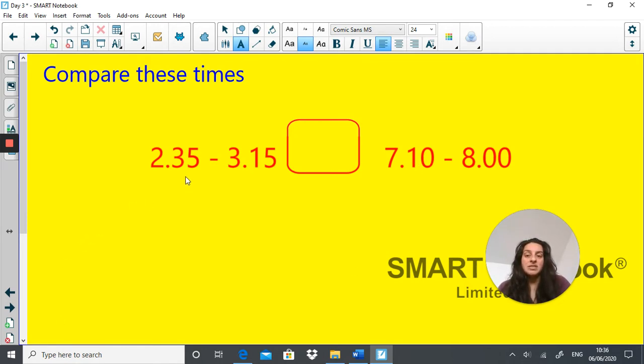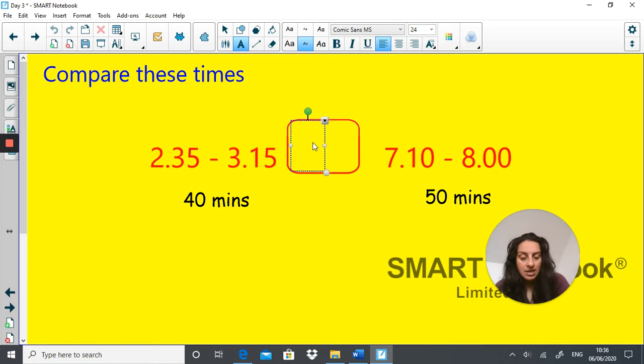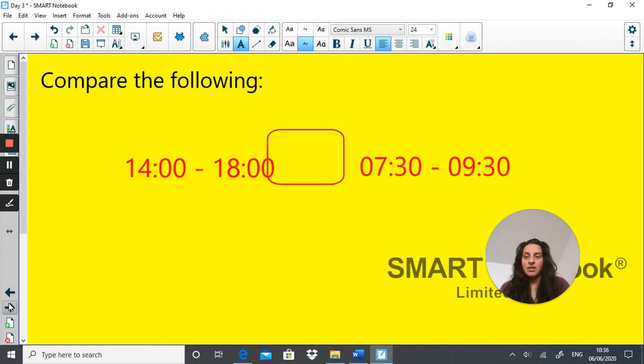So between 2:35 and 3:15, the elapsed time is 40 minutes. Between 7:10 and 8, the elapsed time is 50 minutes. So therefore, the symbol that goes in there is less than, because 40 minutes is less than 50 minutes. Good job. Now try these. Pause the video, have a go.